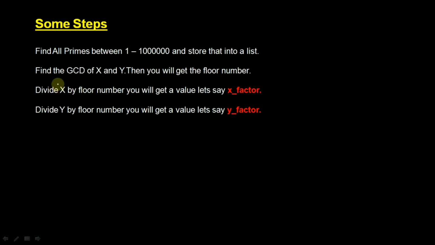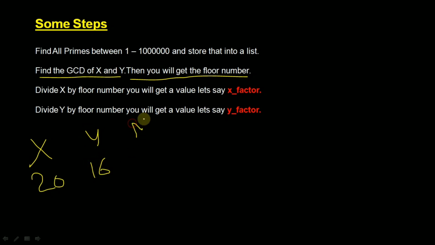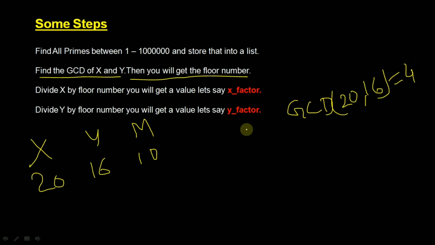Okay, let's come to the second step. We have already discussed it: find the GCD of x and y, then you will get the floor number. Let's suppose our x value is 20. In the previous case the x value was 20, the y value was 16 and the m value was 10. So the GCD of 20 and 16 will be 4. You all know how to find GCD, we will see it in the program. So the GCD of 20 and 16 is 4.